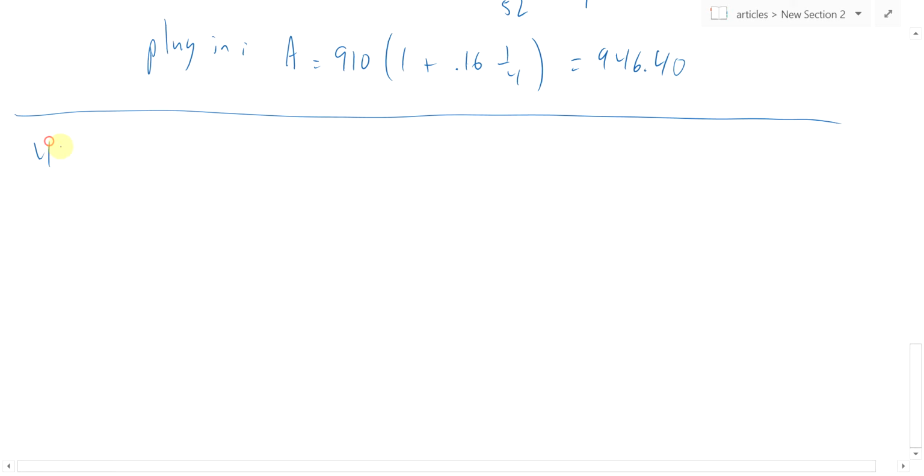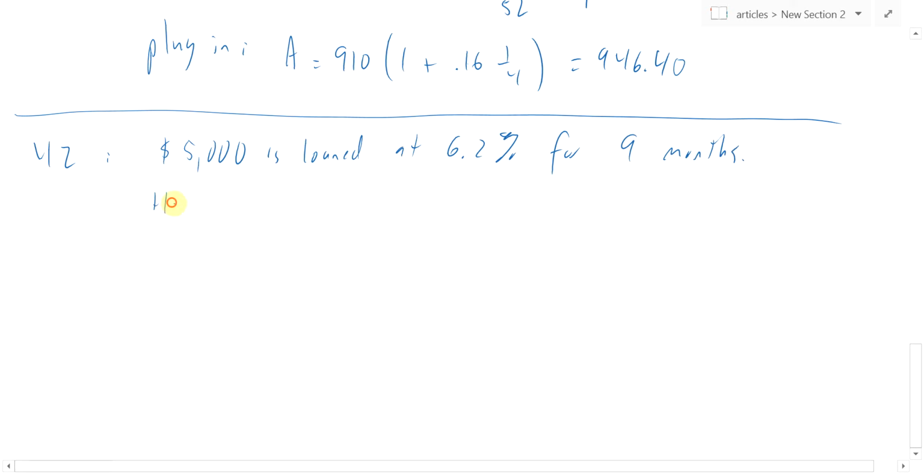So problem 42: $5,000 is loaned at 6.2% for 9 months.